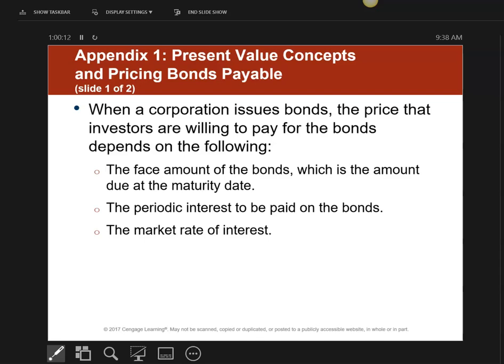We're now going to talk about Chapter 11 in the appendix, how to price the bond. This is probably the most important part of it if you really are interested in investing. So the three important things I need to know is what is the face value of the bond?